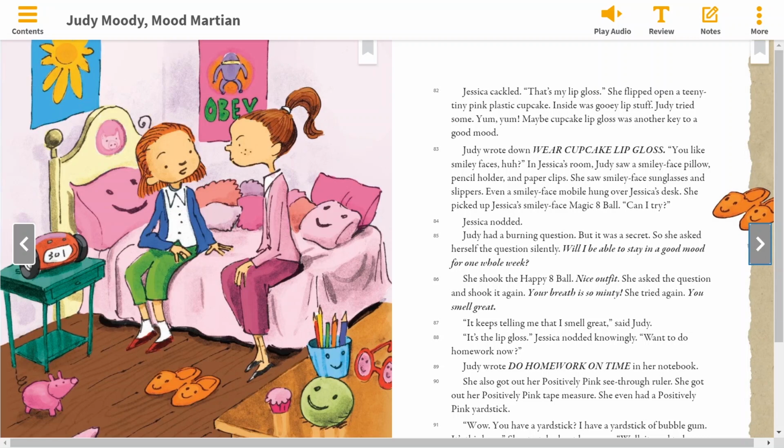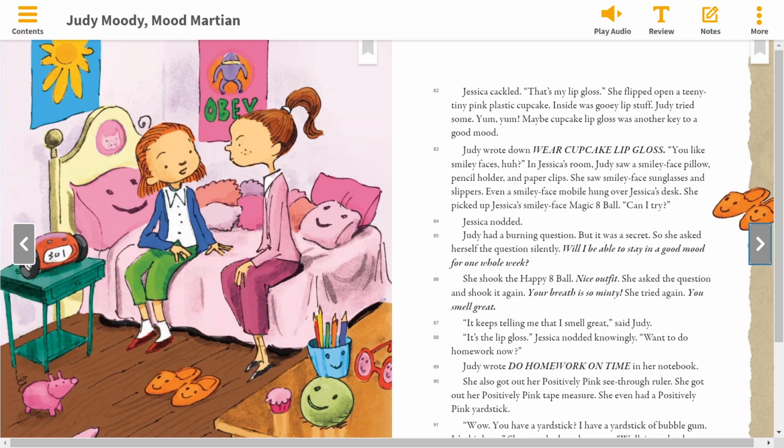"You like smiley faces, huh?" In Jessica's room, Judy saw a smiley face pillow, pencil holder, and paper clips. She saw smiley face sunglasses and slippers. Even a smiley face mobile hung over Jessica's desk. She picked up Jessica's smiley face magic 8-ball. "Can I try?" Jessica nodded.